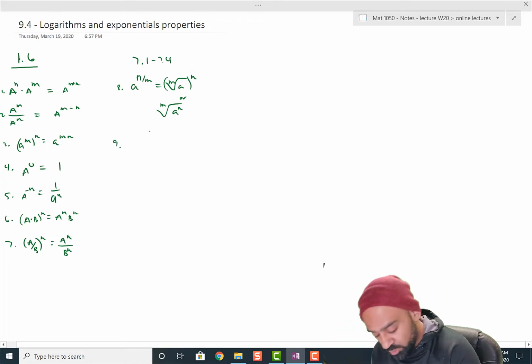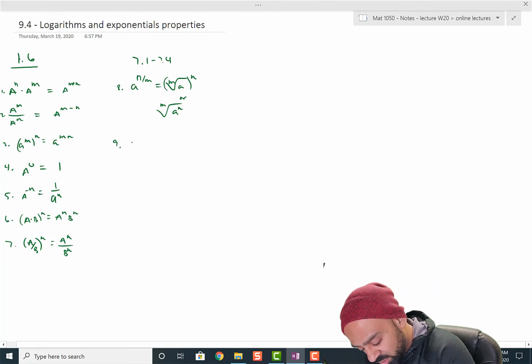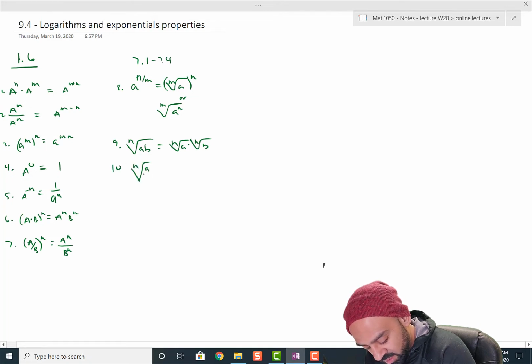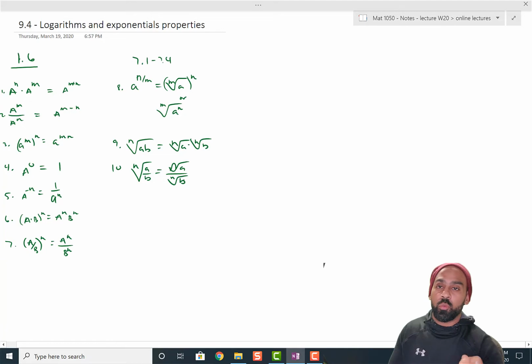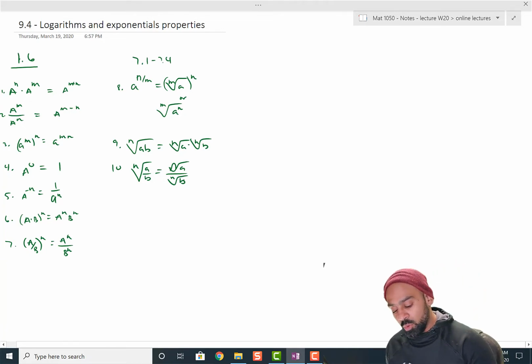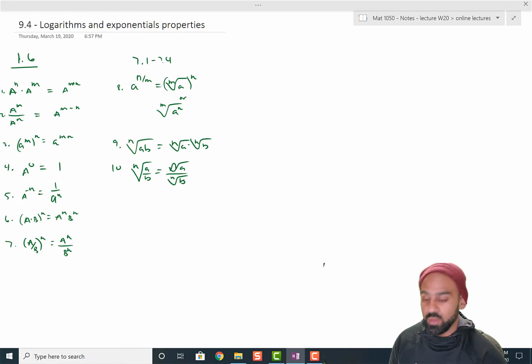Which were the ones surrounding the roots? Well, we know that if we have the nth root of a times b, that's the nth root of a times the nth root of b. And likewise, same thing if it was fractions. The nth root of a over b equals the nth root of a over the nth root of b. Okay, so these are all the ones we've known up until this point that were useful. So that dealt with roots and also dealt with exponents, and note they all tied in.